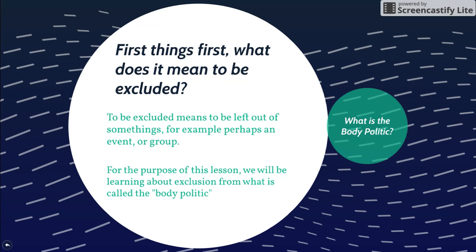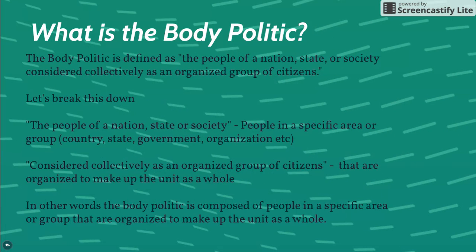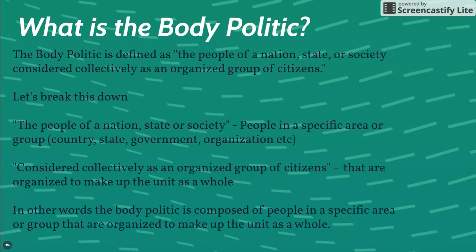And so, for the purpose of this lesson, we will be learning about exclusion from what is called the body politic. So, what is the body politic? The body politic is defined as the people of a nation, state, or society considered collectively as an organized group of citizens. That's kind of a lot to take in, so we're going to break it down so that we can understand this concept of the body politic better.